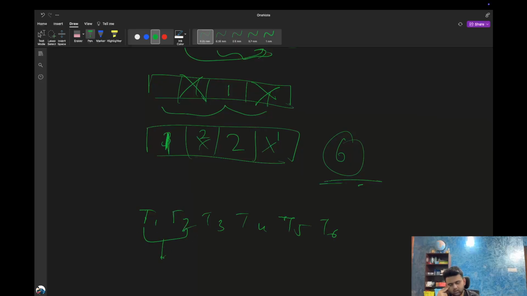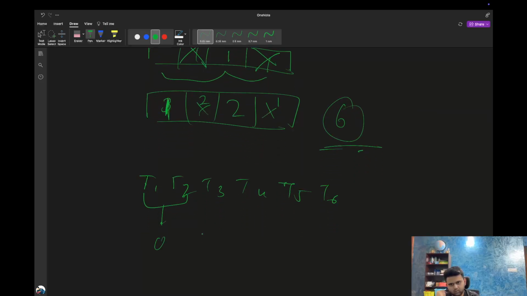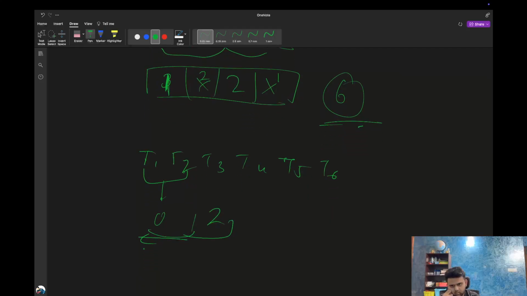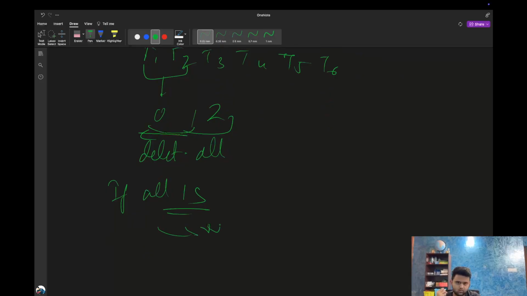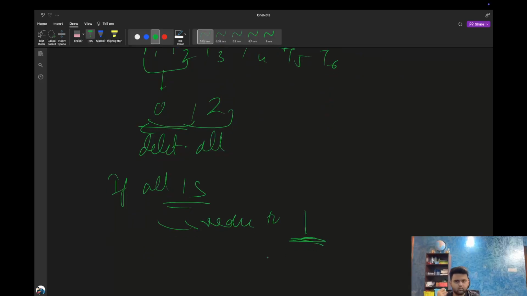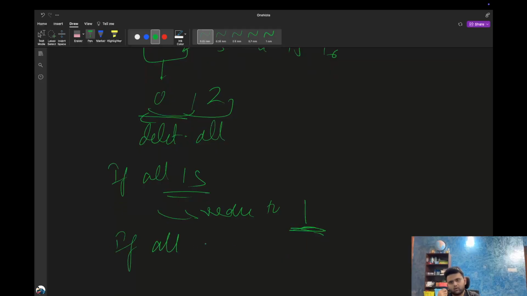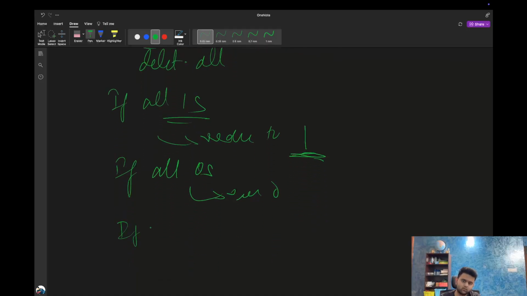So these are, so you have what, 0, if there's a 1, 2 somewhere, I can make this, delete all. Okay, if all ones, then reduce to 1. If all zeros, reduce to 0. So if all x, then it's just x.